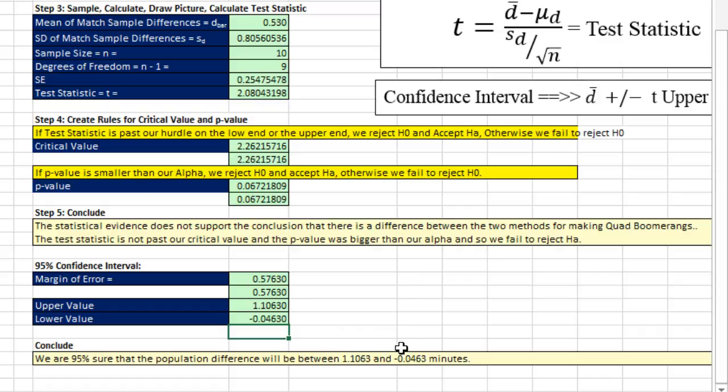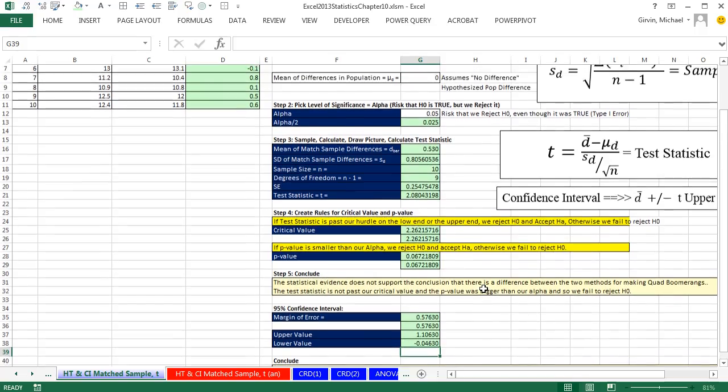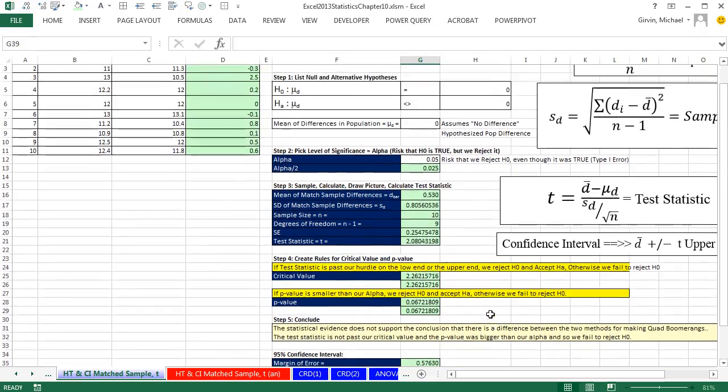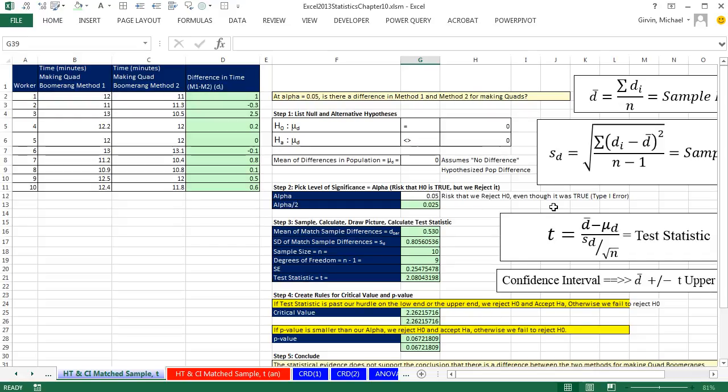And you remember we mentioned this a couple times. If 0 is contained in our interval, we would come to the same hypothesis conclusion that we fail to reject the null hypothesis, which means there's not enough statistical evidence to support the conclusion that there's an actual difference between the methods. Now, we've done all of this with formulas, which is awesome when you're learning because we have to do all the individual calculations, and it helps us understand the process better.